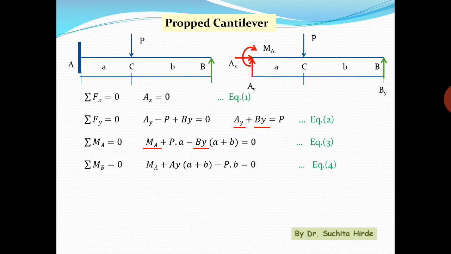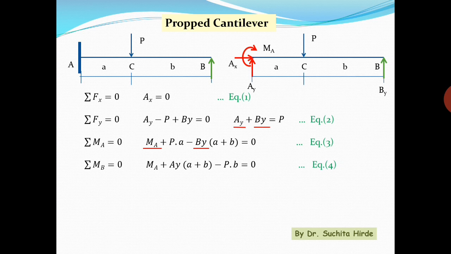So if we apply summation MB equal to 0, we will take moment of all the forces about B equal to 0. So there will be moment due to MA, moment due to P and Ay. There will not be any moment due to Ax, because the line of action of Ax is passing through point B, and no moment due to By. So we will get this equation. Now, is it a separate equation? Is it an independent equation?